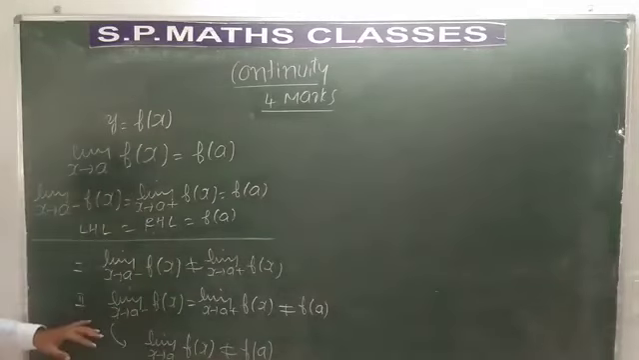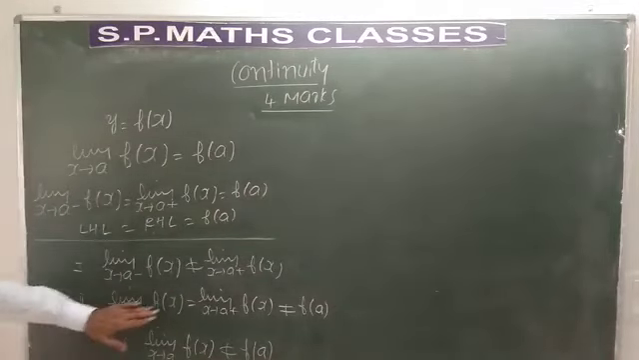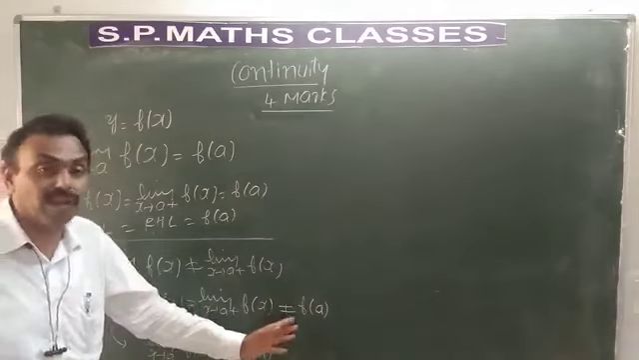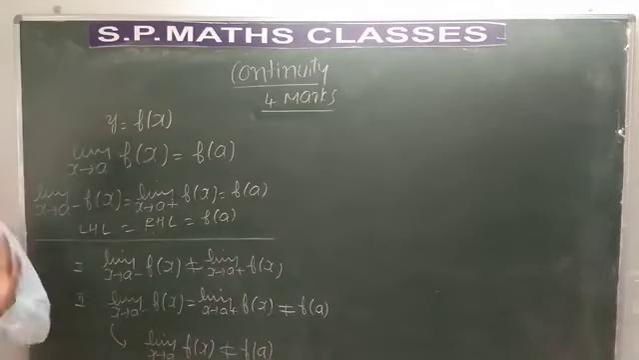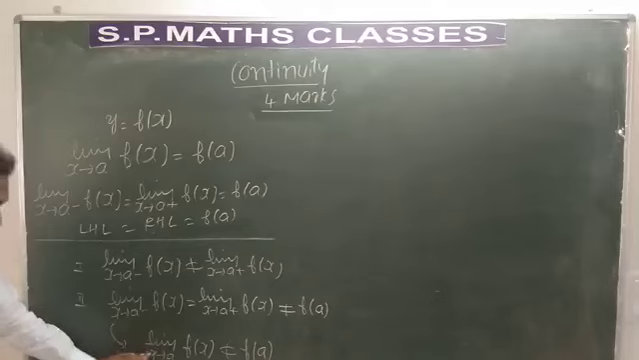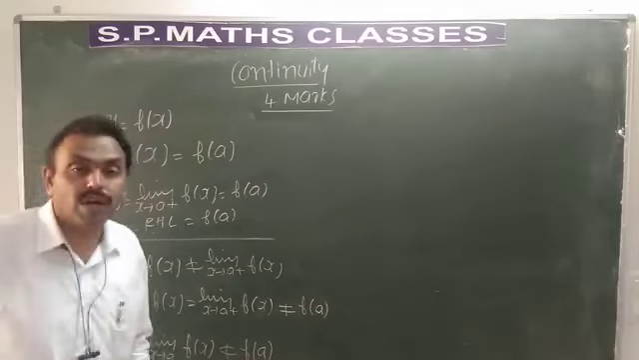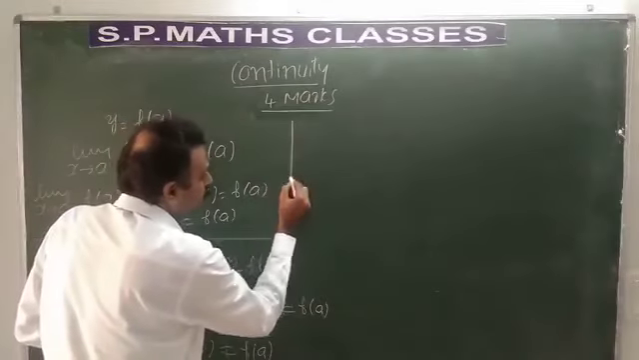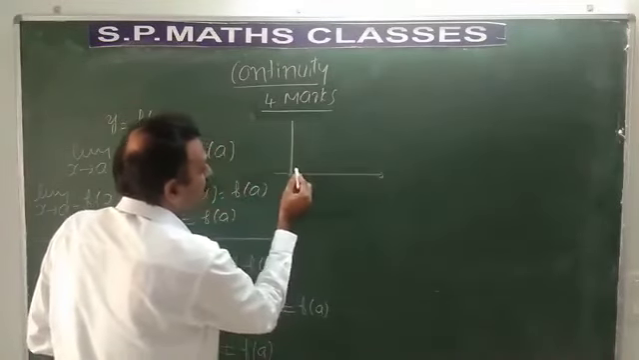What is the discontinuity of second kind? LHL will be equal to RHL, left hand limit will be equal to right hand limit, but it is not equal to f of a. Then the function is said to be discontinuous. That is, the limit of a function exists, but it is not equal to f of a, then the function is said to be discontinuous.